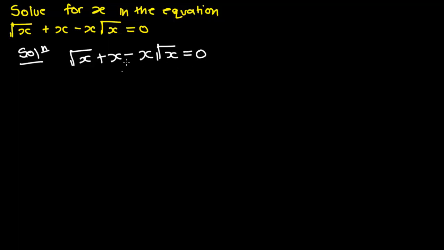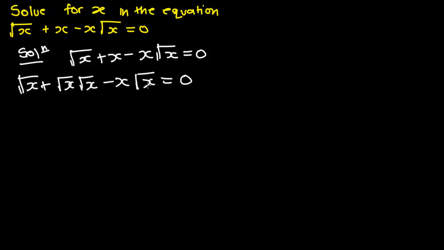So from here, what we are going to do is manipulate x over here. We know we can rewrite x as square root of x multiplying square root of x. So in place of x over here, you are going to write square root of x multiplying square root of x. Now we are going to have square root of x plus square root of x multiplying square root of x minus x multiplying square root of x is equal to 0.